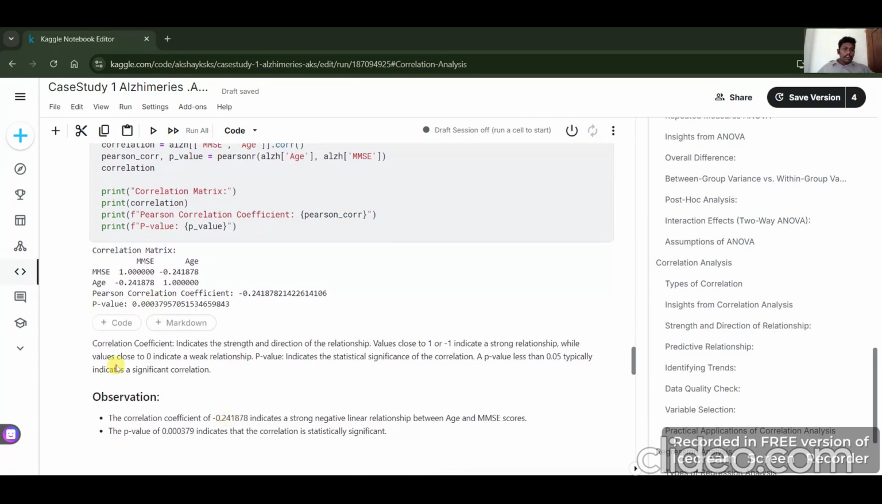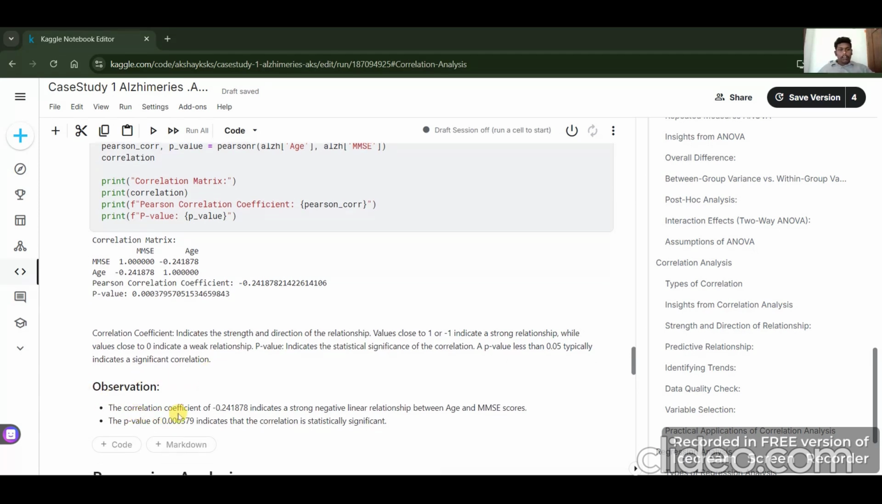0.0000379574051534659. The correlation coefficient indicates the strength and direction of the relationship. Values close to 1 or minus 1 indicate a strong relationship, while values close to 0 indicate a weak relationship. The p-value indicates the statistical significance of the correlation. A p-value less than 0.05 typically indicates a significant correlation.